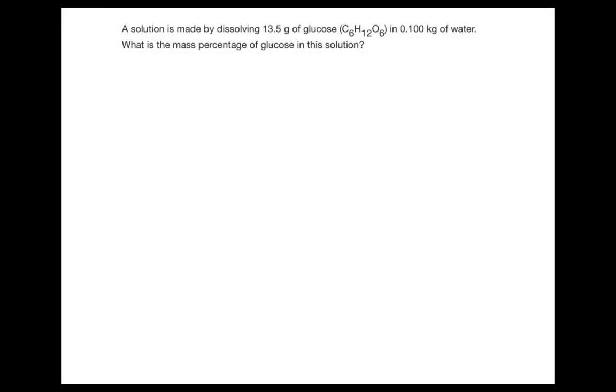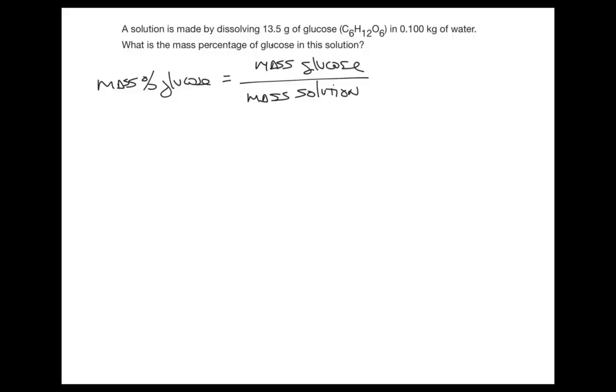Let's do this example. A solution is made by dissolving 13.5 grams of glucose in 0.100 kilograms of water. What is the mass percentage of glucose in this solution? So the mass percentage of glucose for this solution will be equal to the mass of glucose divided by the mass of the solution, times 100 because it's a percentage.